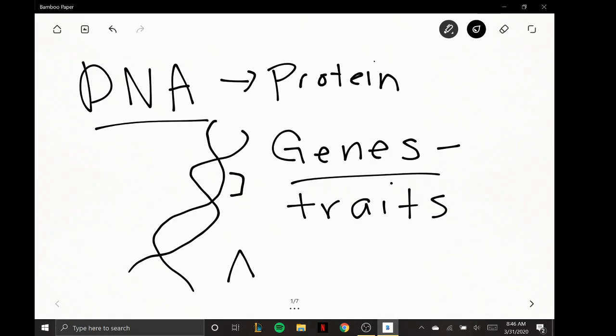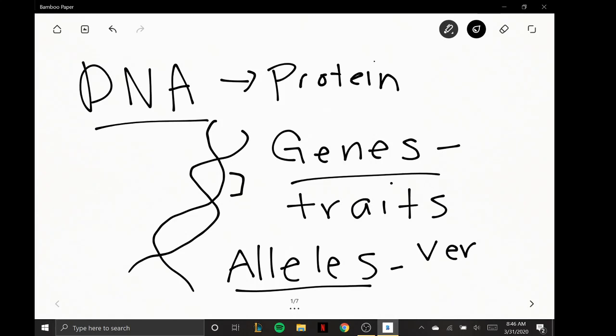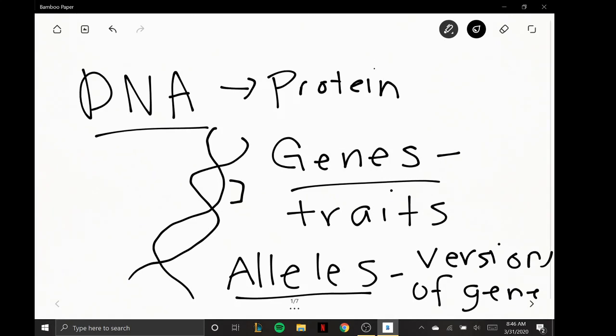And a new word that you should have learned about is alleles. Alleles are different versions of traits. So alleles are different versions of genes. For example, let's say that this section that I highlighted here is supposed to tell you the gene for eye color. So the gene would be eye color, but the alleles might be brown or green or blue.